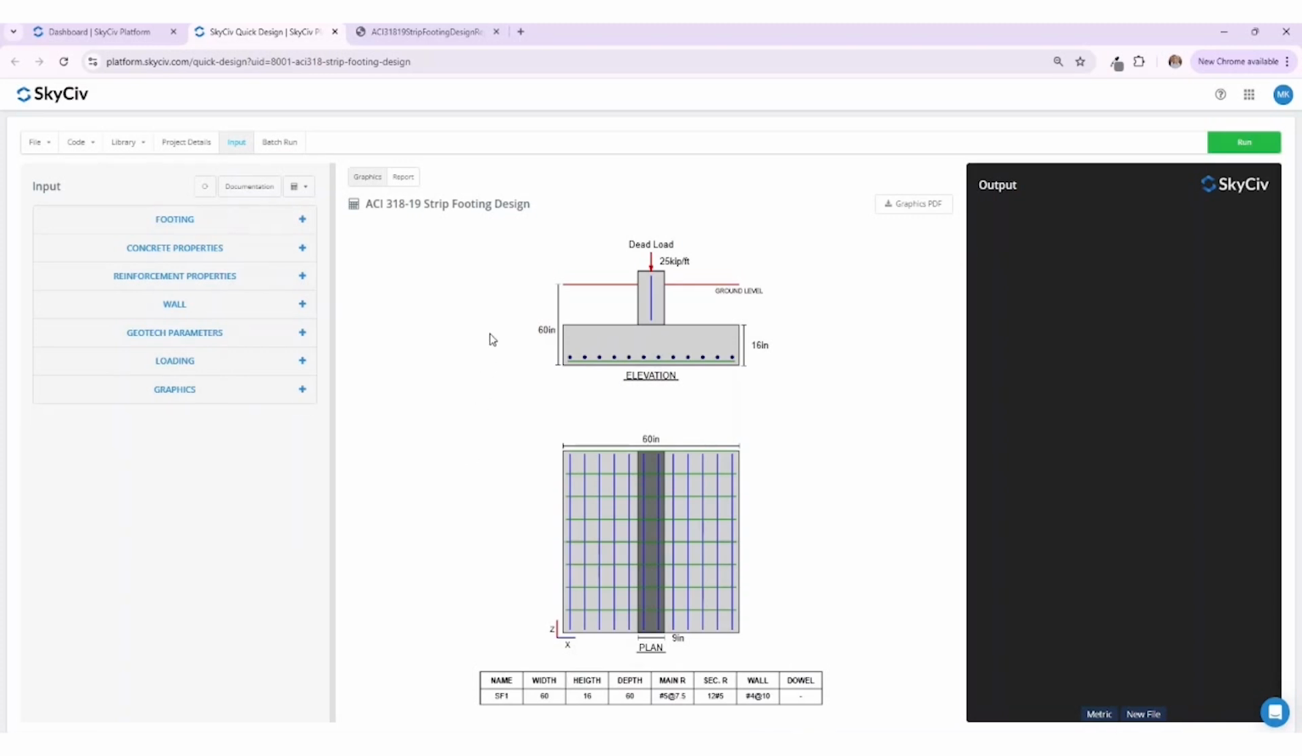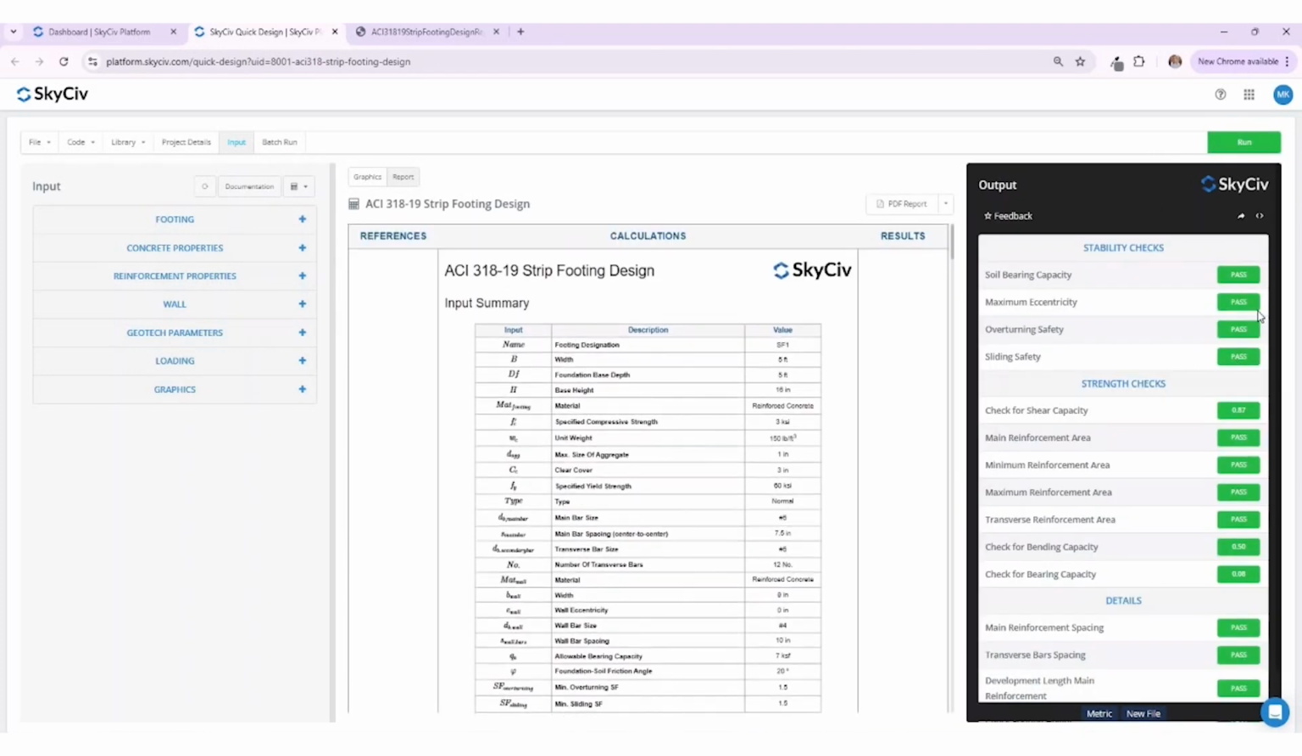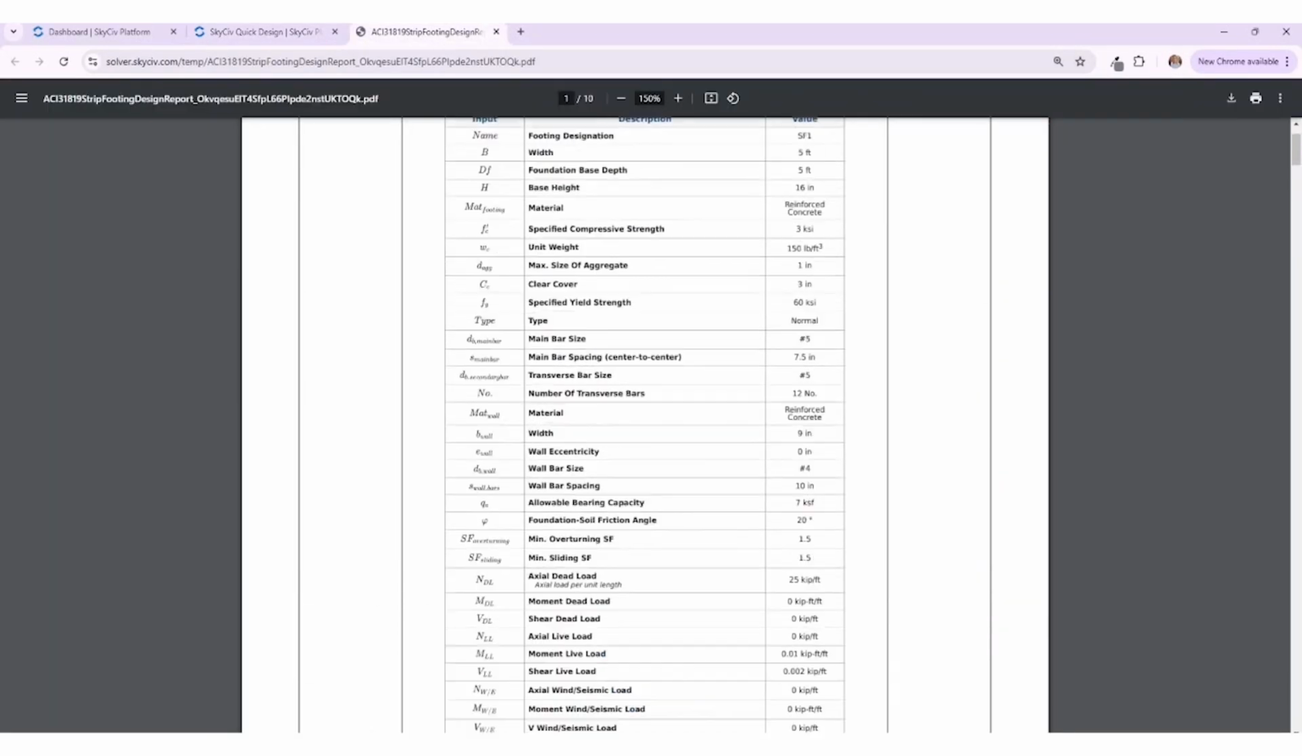I will go ahead and run this calculator. All right, looks like we have all passing results in my output summary. I downloaded a PDF of my report by clicking this PDF report button. So let's take a closer look at the stability checks in another tab.